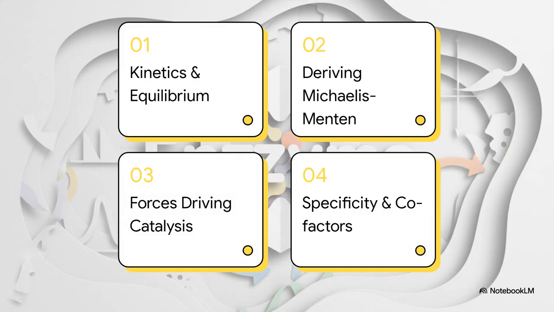Here's our roadmap for today. First, kinetics and equilibrium. Then, we'll derive the Michaelis-Menten equation. After that, we'll look at the forces driving catalysis and wrap up with specificity and cofactors. Let's knock out the heavy math first so we can really explore the structural world of biochemistry.